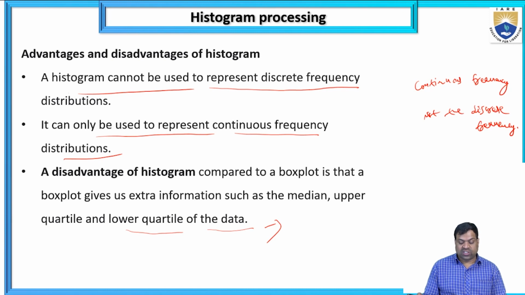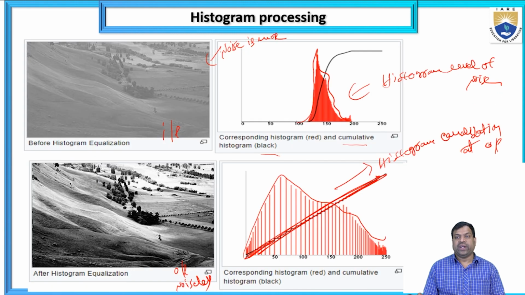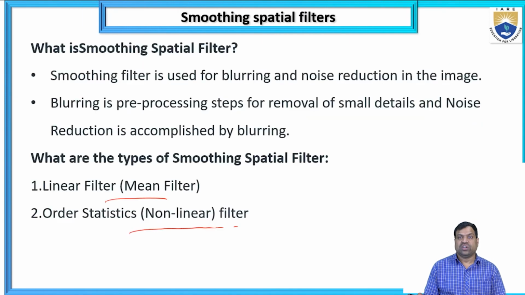The advantage is that it can be used for continuous frequency distribution, but not for discrete frequency. The disadvantage is that the median, upper quartile and lower quartile are not shown in the images. Okay, here is one noisy image and a noiseless image after histogram equalization. And next is the smoothing spatial filter.